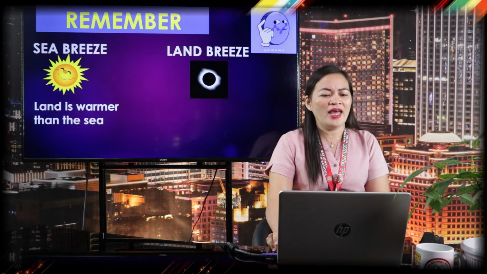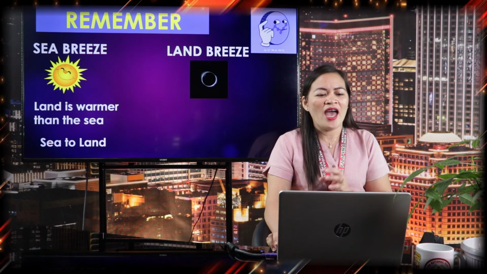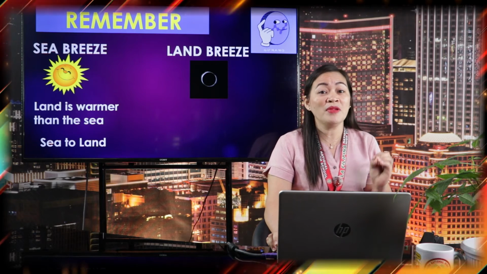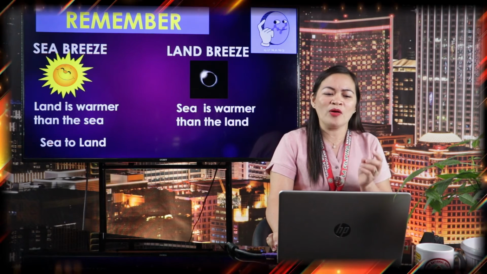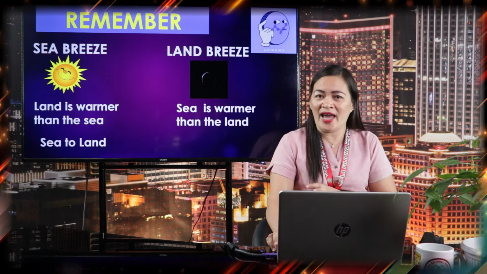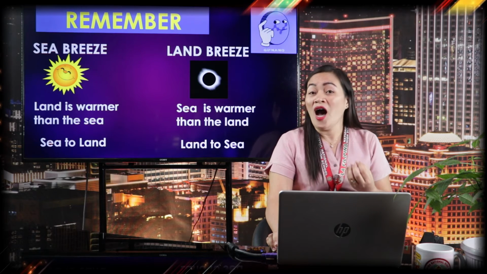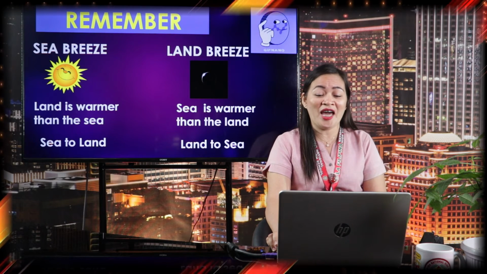Okay, another thing that you have to remember about sea breeze and land breeze. Sea breeze happens during daytime, while land breeze happens during nighttime. In sea breeze, the land is warmer than the sea, and the movement of the wind is from sea to land. How about for land breeze? In land breeze, the sea is warmer than land and the movement of the wind is from land to sea. Have you felt the breeze during daytime?